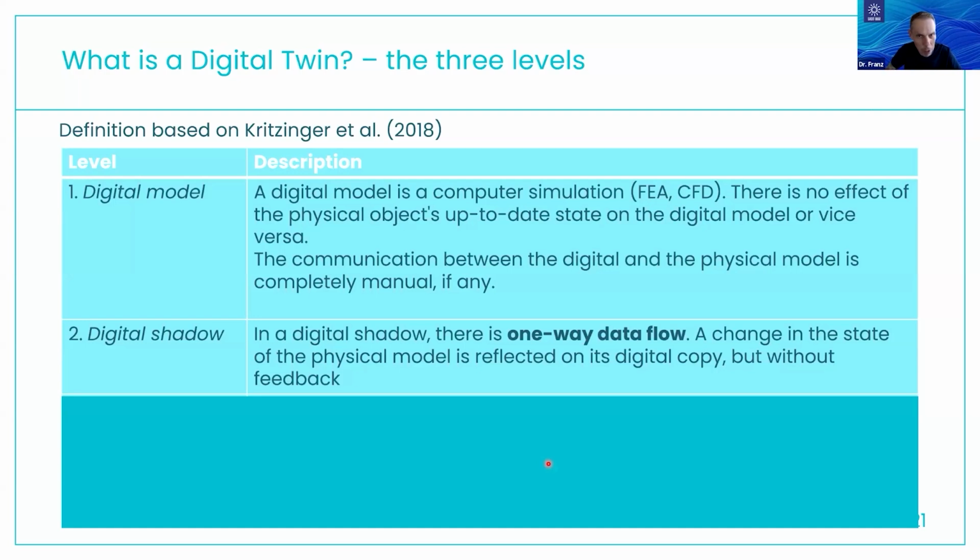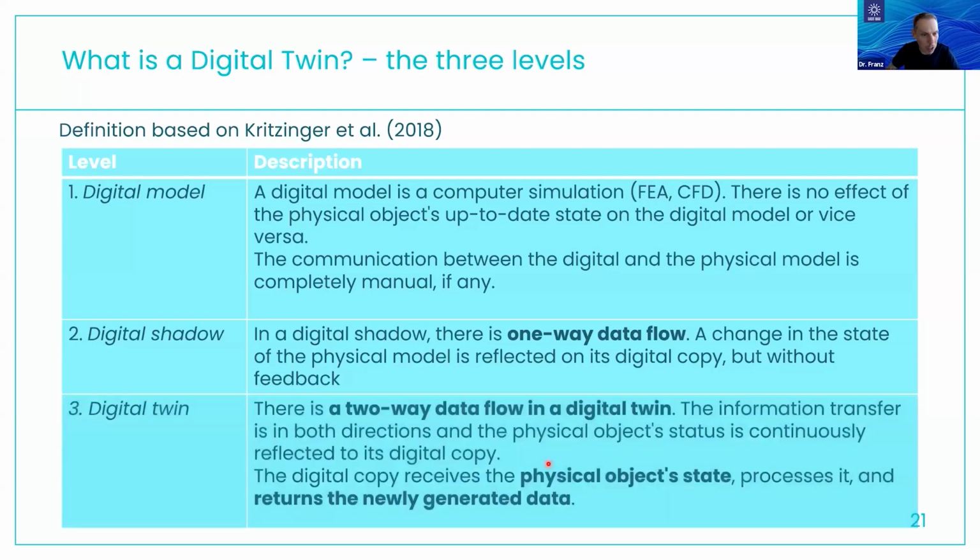And you can probably guess what a digital twin is. So the definition of a digital twin is that there's a two-way data flow. So that means you have an exchange of data between the digital model and the real model. And the digital copy receives the physical object states, processes it, and returns the newly generated data. And on this basis, you usually are able then to make a decision or draw a conclusion.